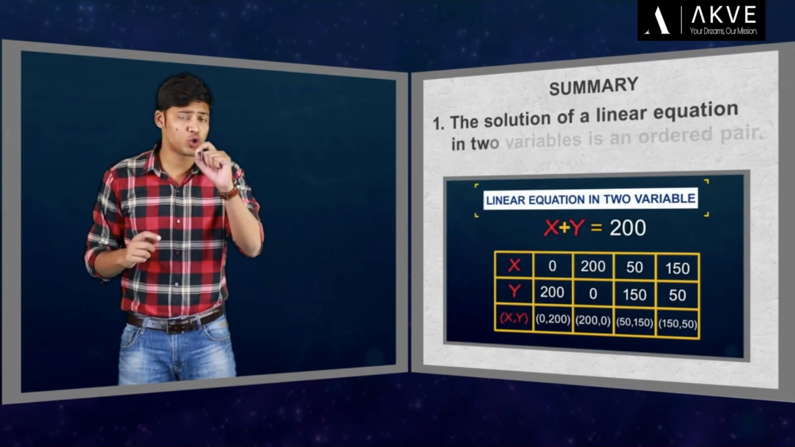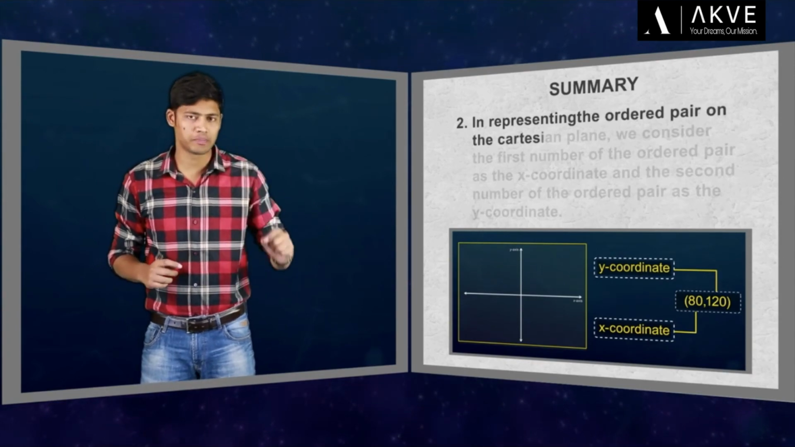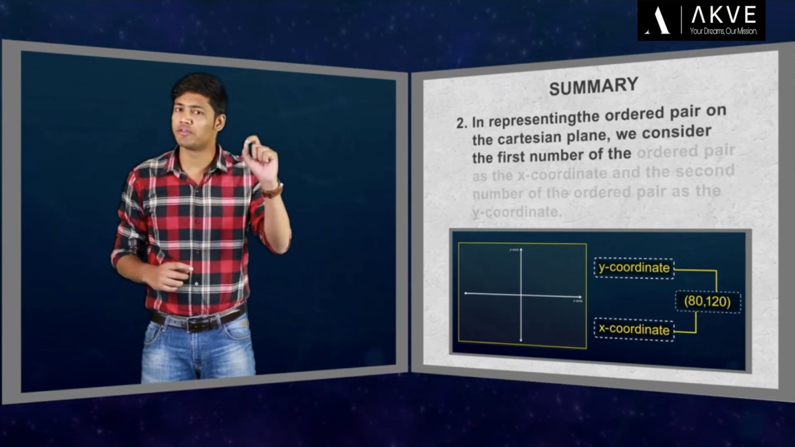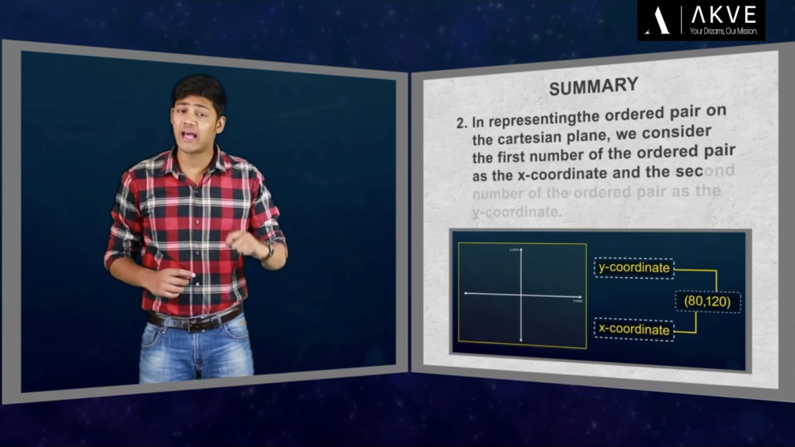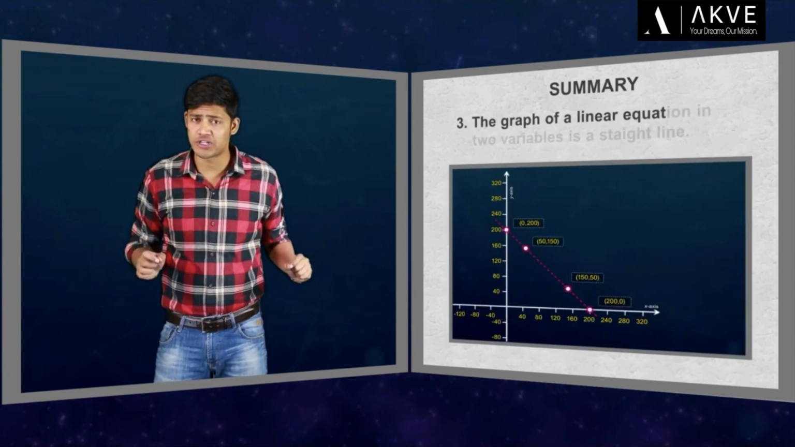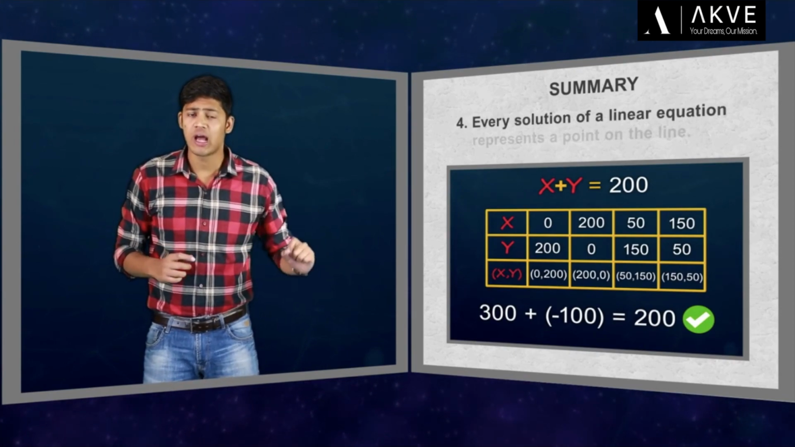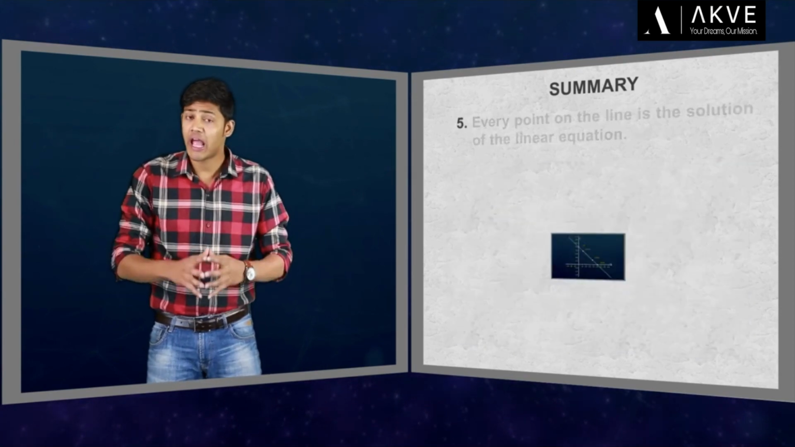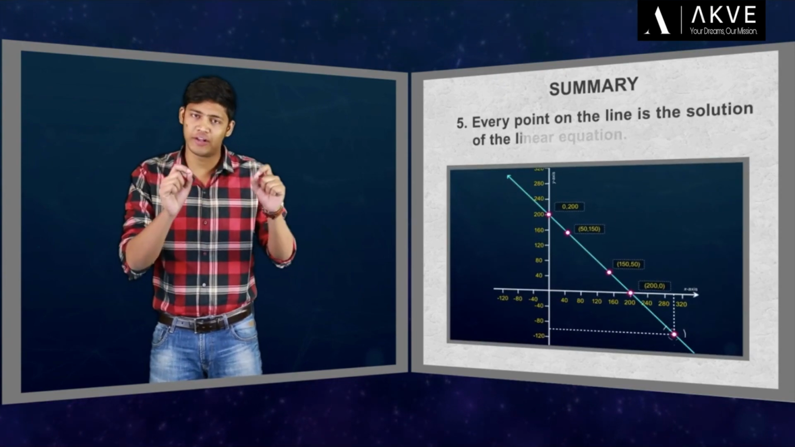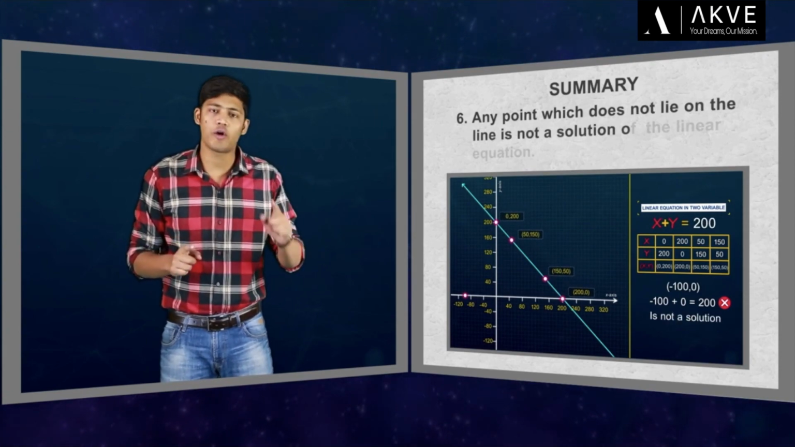As of now, let's summarize what we have learned so far. The solution of a linear equation in two variables is an ordered pair. In representing the ordered pair on the Cartesian plane, we consider the first number of the ordered pair as the x-coordinate and the second number of the ordered pair as the y-coordinate. The graph of a linear equation in two variables is a straight line. Every solution of the linear equation represents a point on the line. Every point on the line is a solution of the linear equation. Any point which does not lie on the line is not a solution of the linear equation.